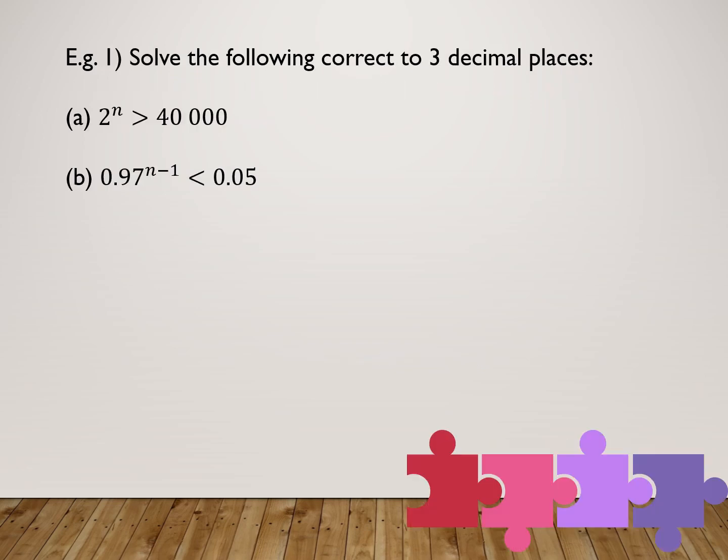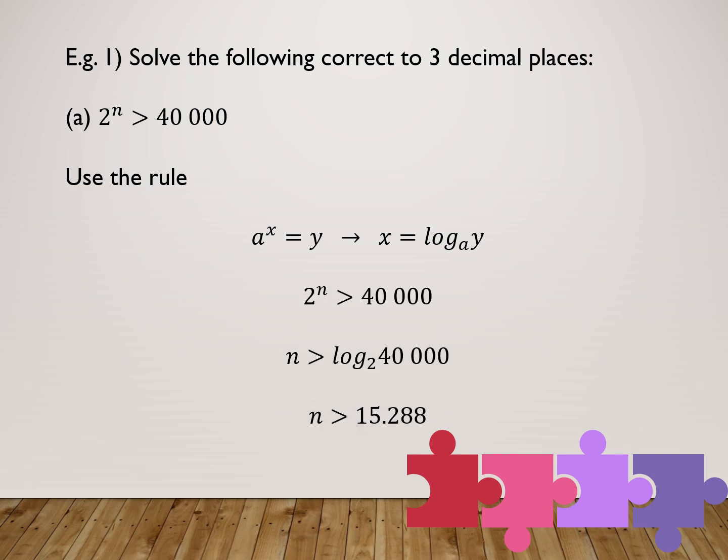So we're just going to solve a couple first. 2 to the n greater than 40,000, and 0.97 to the n minus 1 less than 0.05. And this is the rule that we're going to use. So notice that we're going to change: base a to the x equals y, then x equals log base a of y. So keep that in mind. We have talked about that.